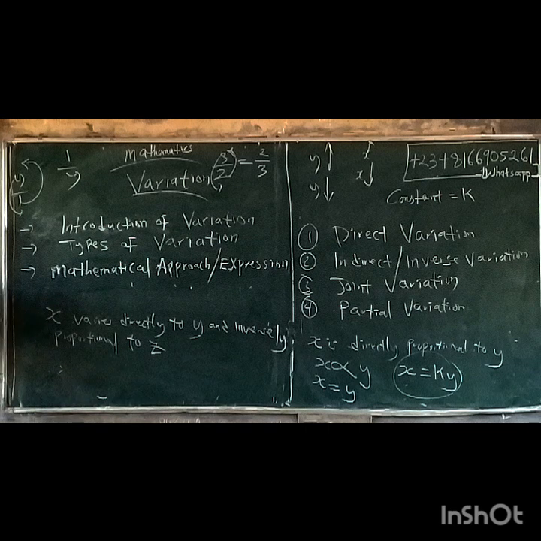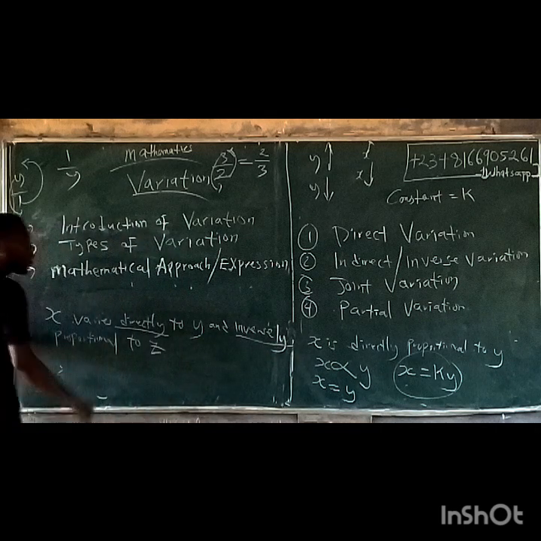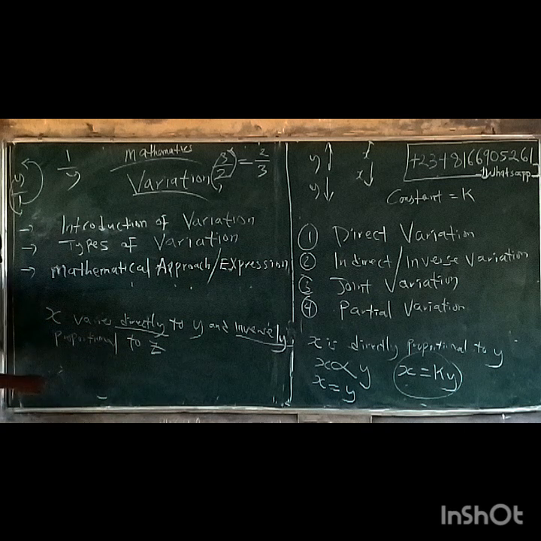This is now a word problem. Now we want to apply the mathematical approach or the mathematical expression. So how do I treat that? The first thing you need to know is what type of variation this is. As you can see in this illustration, this question, this is joint variation, where you can see the combination there, directly and inversely, or indirectly. So this is joint variation.